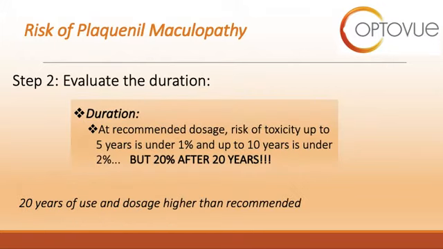The second thing we want to evaluate is the duration, right? We said that the length of use is a significant risk factor. So again, at the recommended dosage, the risk of toxicity is very, very low. However, after 20 years, it spiked up. Remember though, this young lady is taking a higher than recommended dosage, and she's been taking it for 20 years. So those are two issues that are going to make her risk of toxicity much higher.